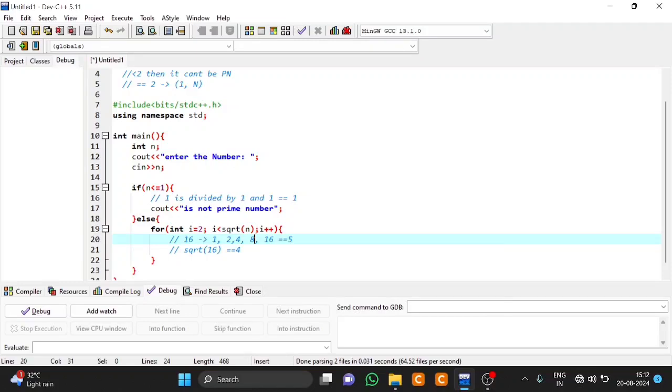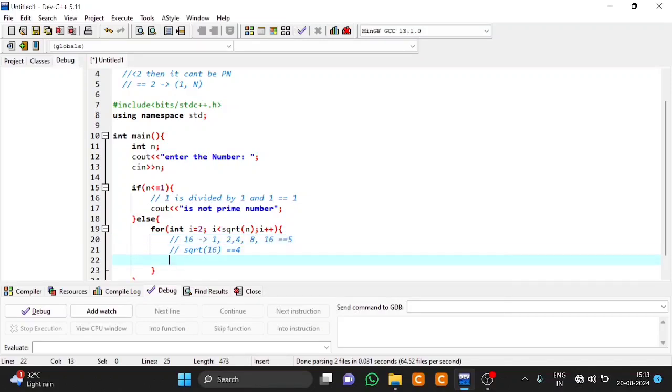Let me explain it again. 16 has 5 divisors: 1, 2, 4, 8 and 16. The square root of 16 is 4. 8 is a divisor of 16 greater than the square root, 4, and 2 is also a divisor of 16 that is less than the square root. So if a number has a divisor greater than its square root, it must have a divisor lesser than its square root. That's why we take the square root: to reduce the time complexity. If we run from 2 to 16, it takes a lot of time. If we reduce the steps, we can easily get the answer.